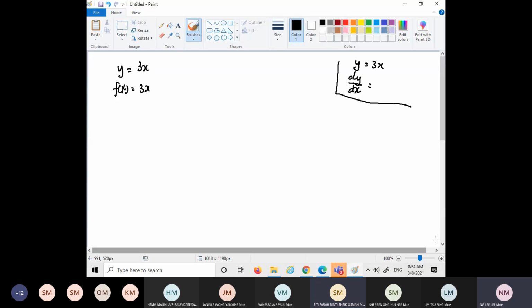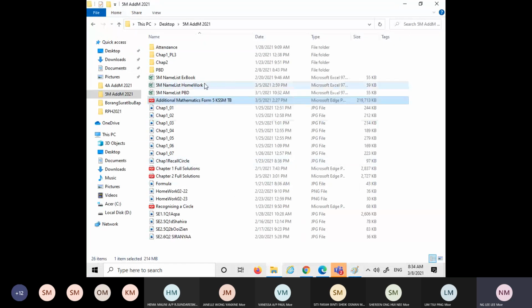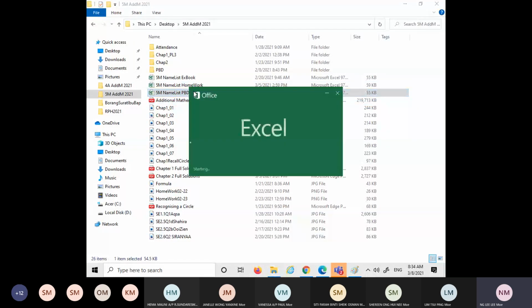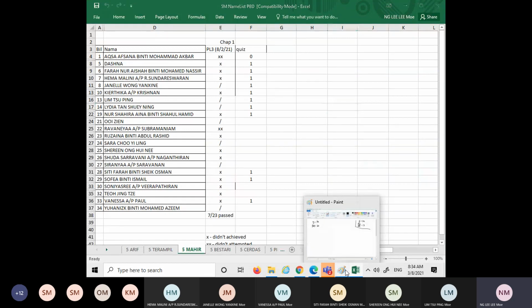Okay, if I have y equal to 3x, what is the dy dx by using formula? 3. What's the answer? dy dx is 3. Okay, thank you very much. Siti Farah, I don't know whether I have given you a mark. If I didn't give you a mark, then I can give you 1 mark here. Given already. So I should call the one I didn't give yet now.